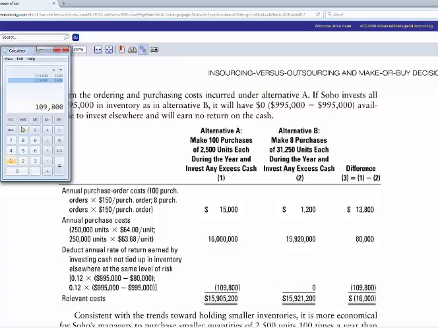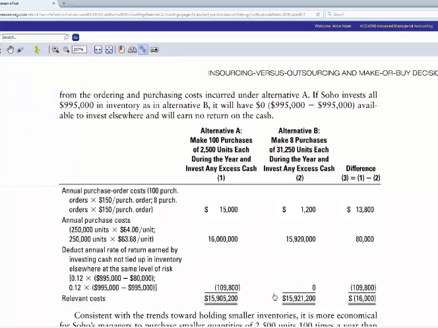So $109,800 more is what it would cost us to do Plan B versus Plan A. So we want to net these numbers together, and notice here that we've got a net result of $16,000. This is $16,000 more expensive than this one.